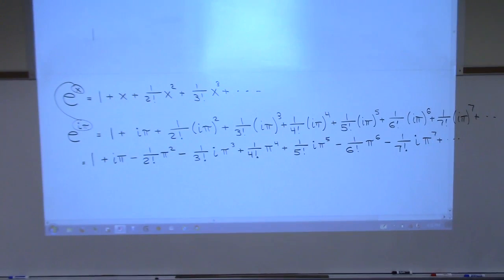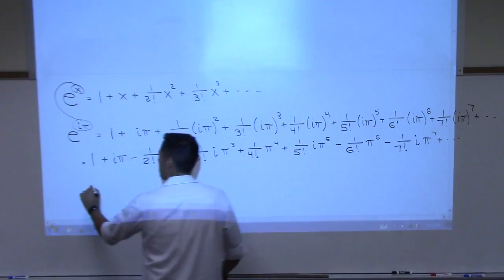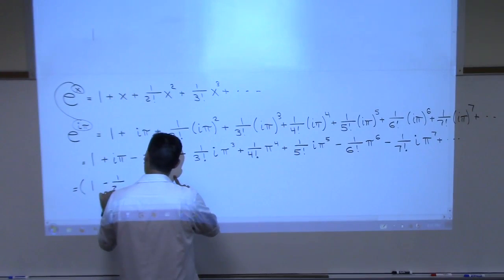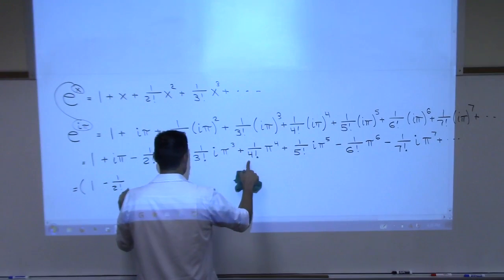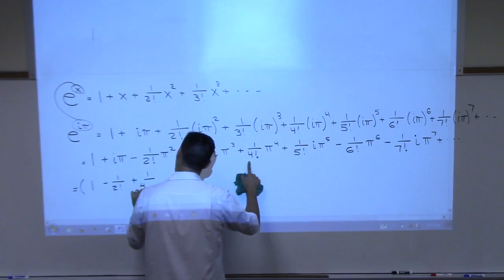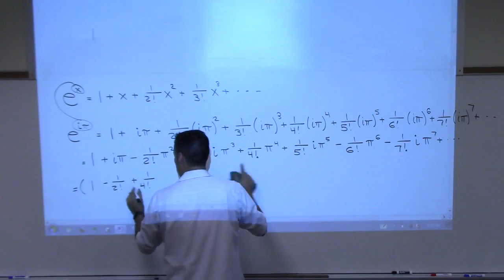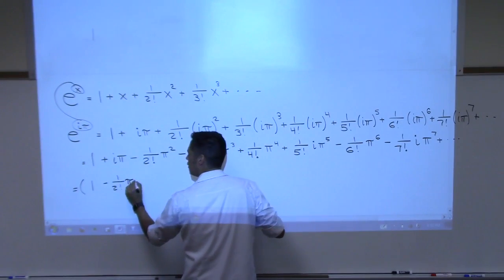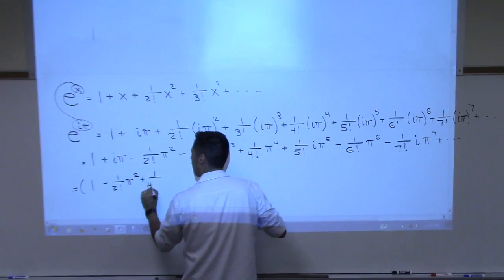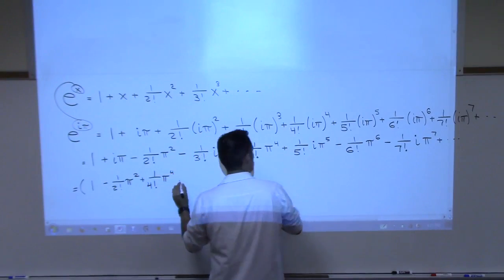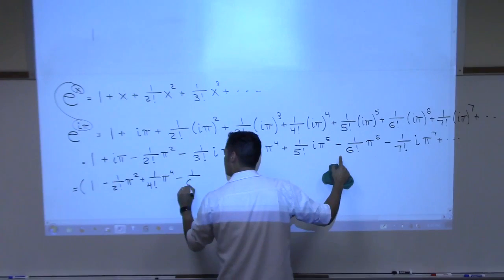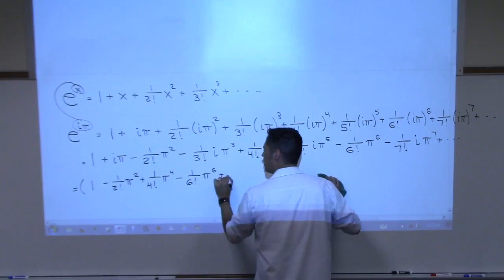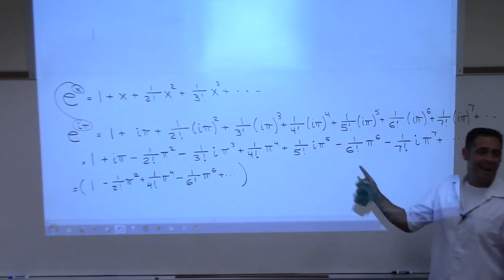I would like to group things now. Do you agree with this? 1 minus 1 over 2 factorial pi squared plus 1 over 4 factorial pi to the 4th minus 1 over 6 factorial pi to the 6th, and that's it, plus dot, dot, dot. Those are all the terms that do not have i in them.